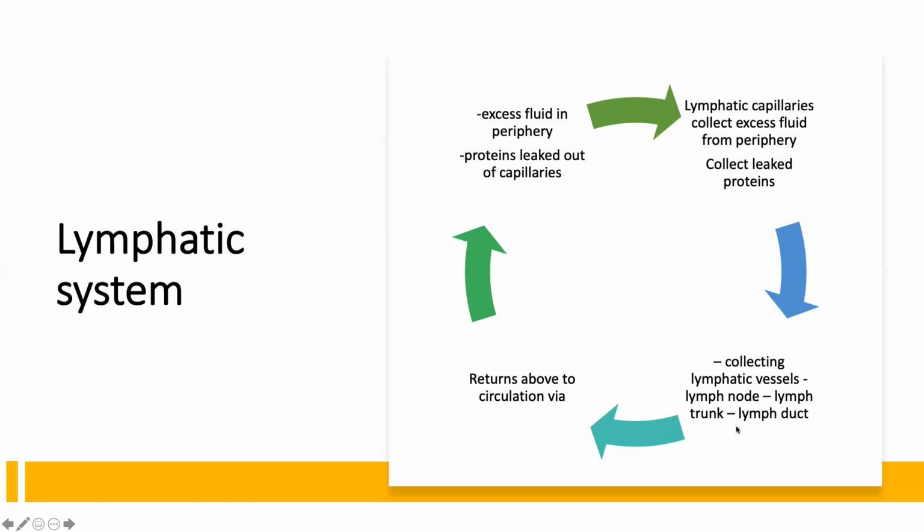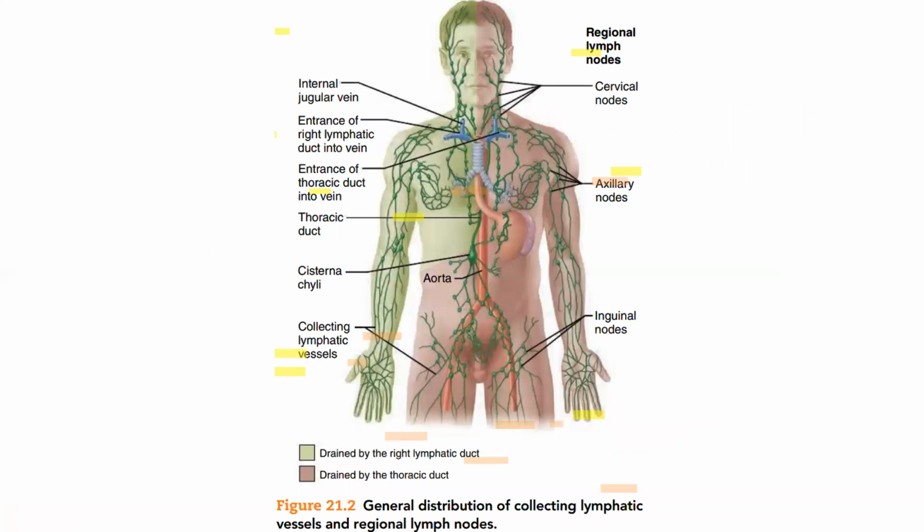And finally, all of this will be returned to the circulation, and again, that will be transported into the arterial system. So this is the general distribution of the lymphatic system in our body.